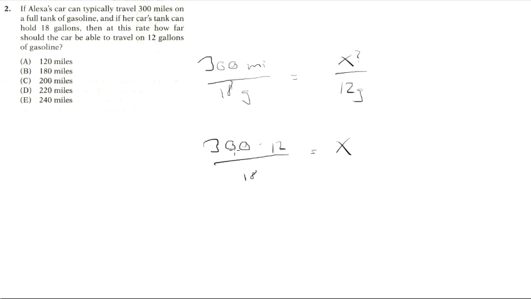So 3 times 6 is 18, which means this 3 cancels to be that. This and this become a 2. So we have 100 times 2 is 200 for this answer.